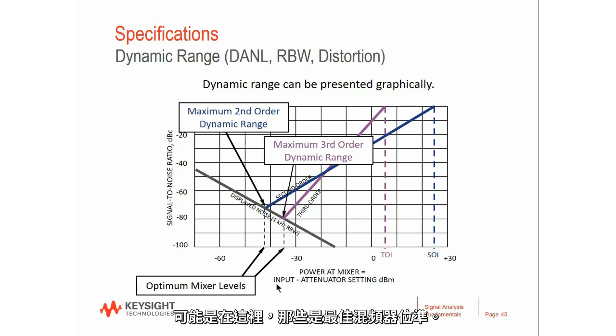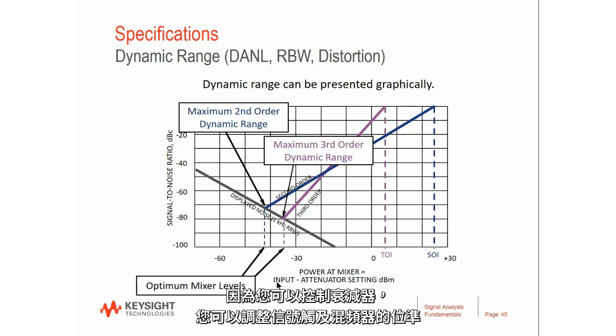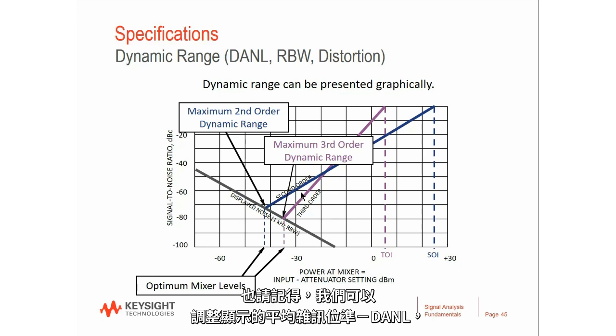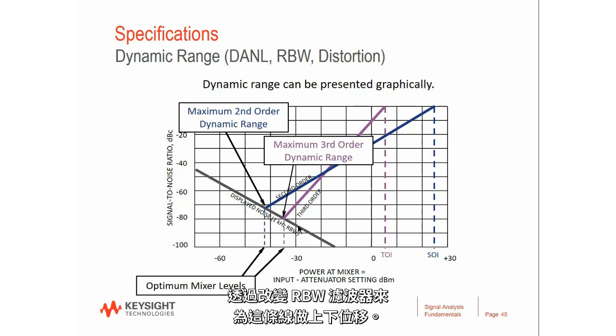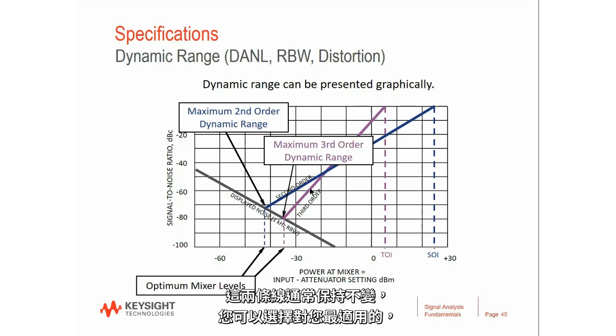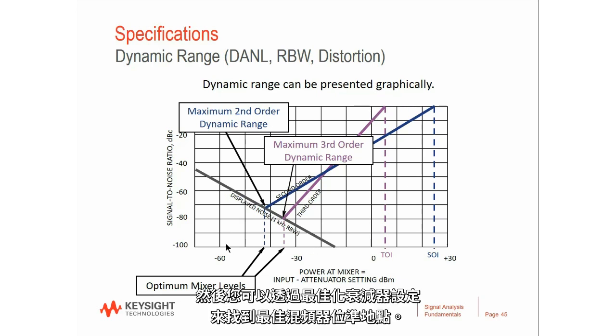Those are the optimum mixer levels, and because you have control of the attenuator, you can adjust the level of signal hitting the mixer for a certain set of input signal amplitudes. Remember, too, that we can adjust the displayed average noise level, the DANL, by changing the RBW filter to move this line up and down. These two lines tend to be constant. You simply pick the one that's most relevant to your situation, and then your location for the optimum mixer level is achieved by optimizing the attenuator setting.